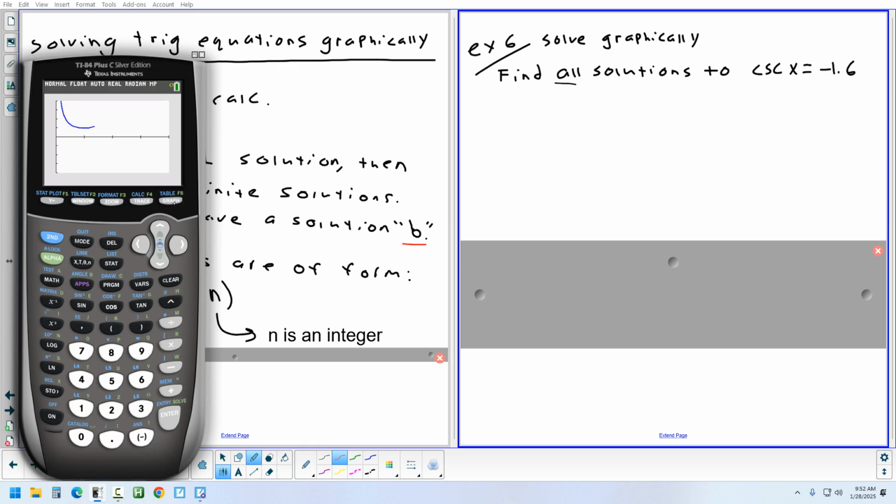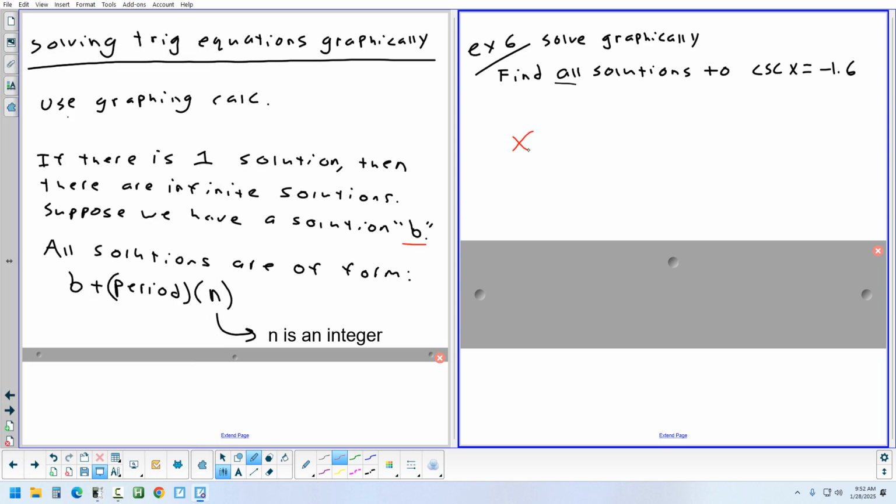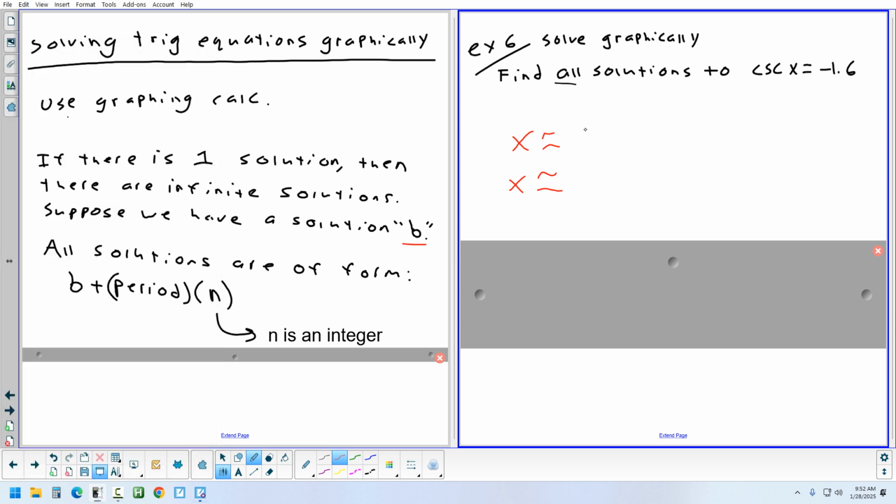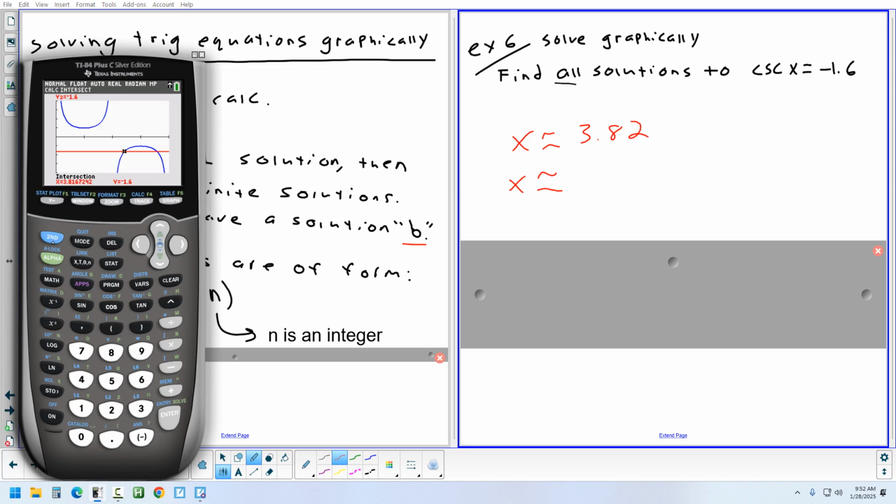Okay, so make our graph. I know it's going to cross twice. We're going to do second calc intersect. Get the first answer, 3.82. And the second answer is going to be 5.61.